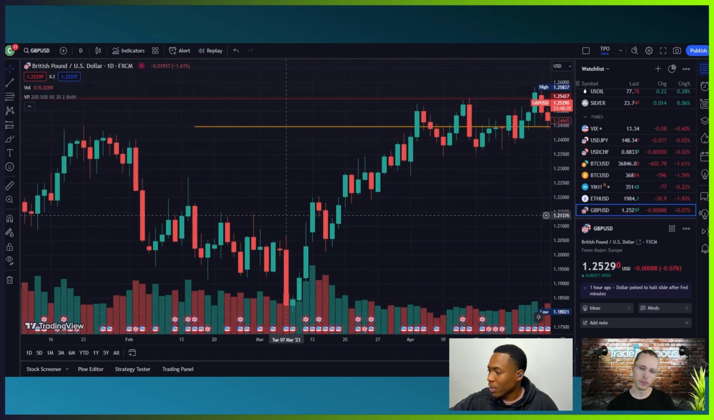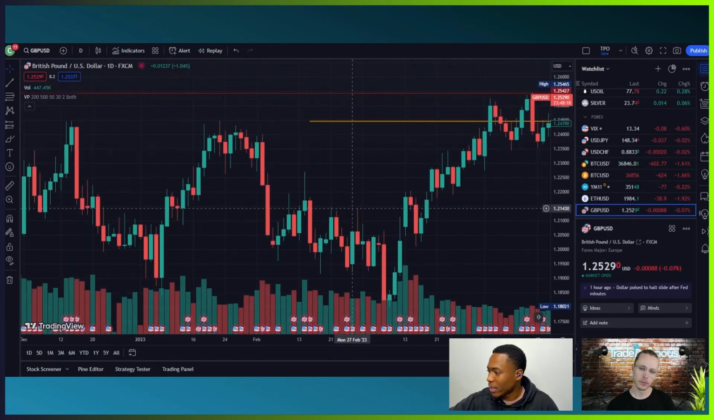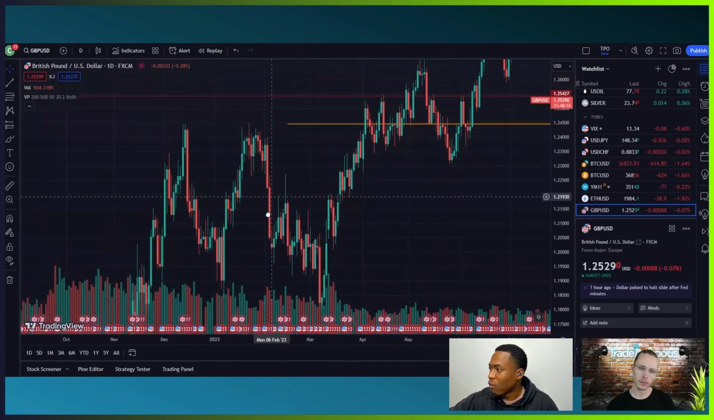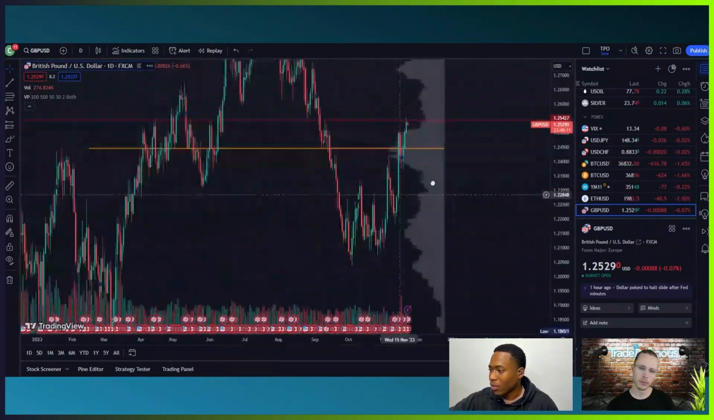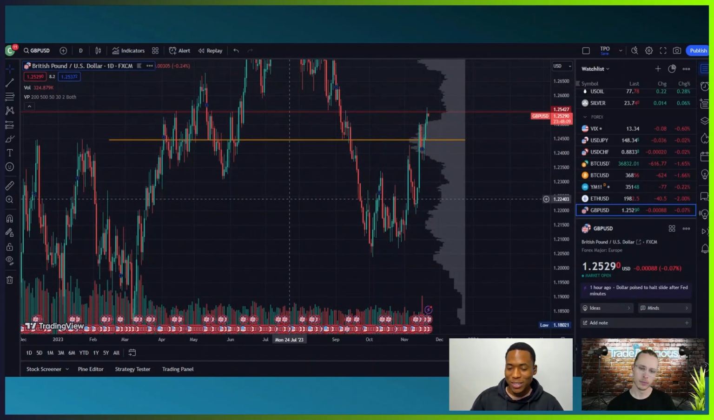Let's take a look at something that's a little bit more common for a lot of you guys. Taking a look at something like a Forex pair, for example, the pound dollar. The pound dollar, I've said it once, I'll say it again. The pound dollar is a disgusting pair right now.